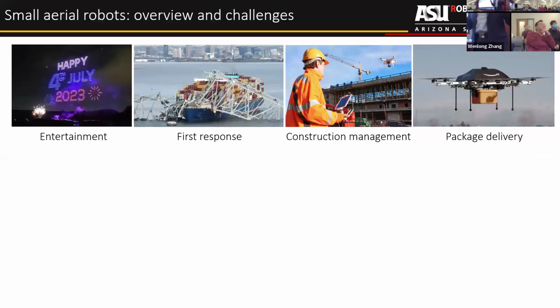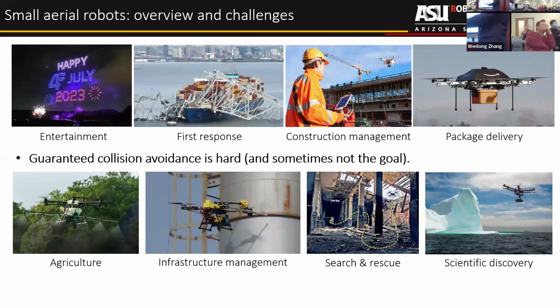I don't really think we need a lot of motivation on why aerial robots are useful. Many of you probably have a DJI drone just for fun, right? And they have been widely used. As you can see in all these applications, these robots are far away from the environment. And people usually talk about collision avoidance, right? But what I would like to argue here is that oftentimes it is very difficult to guarantee such collision avoidance.